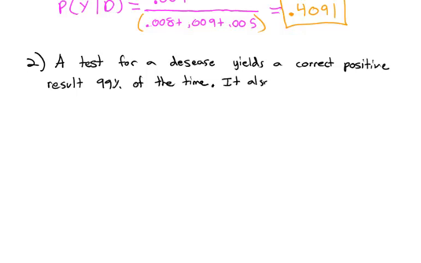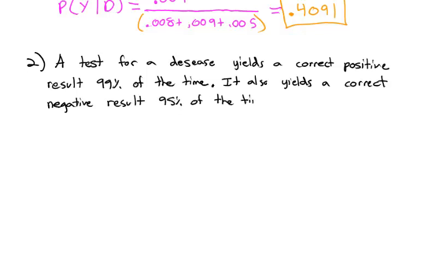It also yields a correct negative result 95% of the time. That means if you are healthy, 95% of the time it will agree you are healthy.